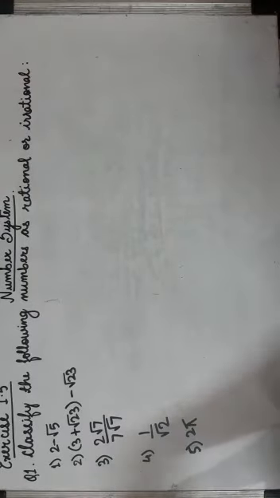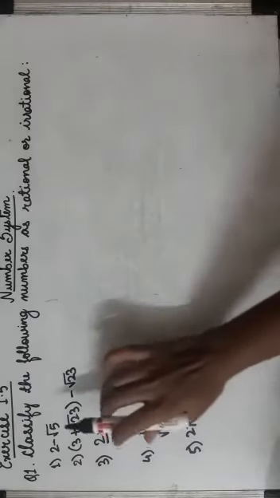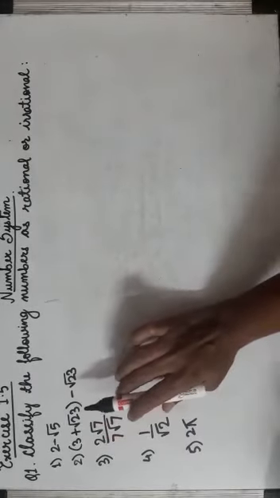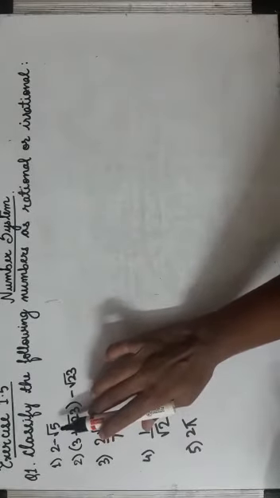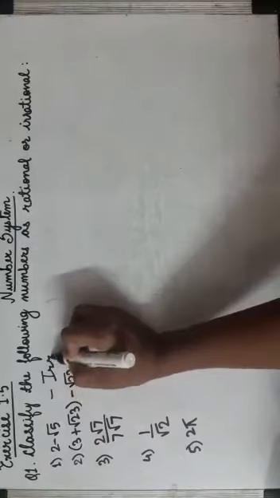Your first question is, classify the following numbers as rational or irrational. The same questions I gave you for the worksheet also, but again we are going to repeat them. Now your first question is 2 minus root 5. Can you solve this further? No. And root is present in the question, so that's why it is irrational.